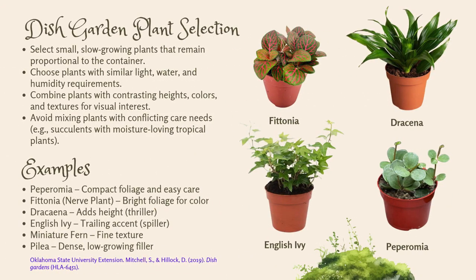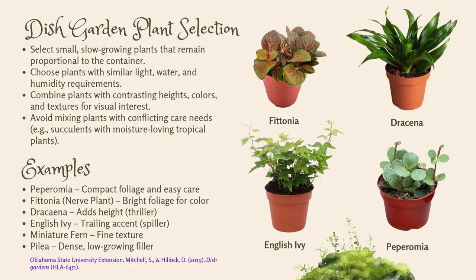Plant selection plays a major role in whether a dish garden succeeds. The best plants are slow-growing species that remain proportional to the container. Since they're sharing the same growing space, it's important that they all have similar requirements for light, moisture, and humidity. A good arrangement also includes plants with different textures and heights to create visual interest. For example, one taller plant can act as the focal point, while smaller plants fill the remaining space. Some florists and gardeners refer to those as thrillers, fillers, and spillers. We'll talk about that in a bit.